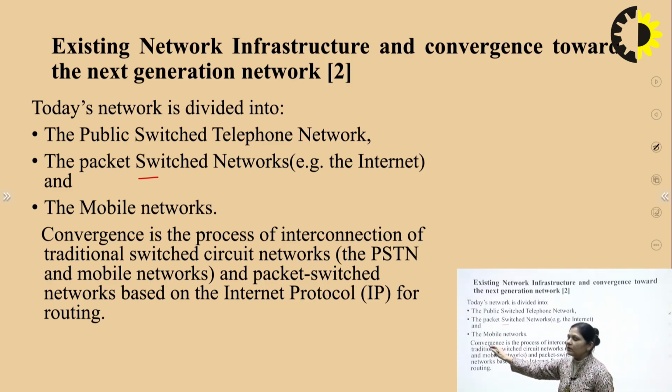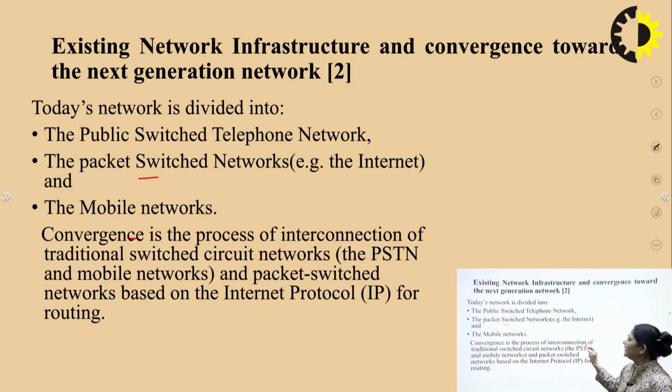Now, what is convergence? Convergence is the process of interconnection of traditional circuit switched networks, PSTN, and mobile networks and packet switched networks based on internet protocol. In the last slide also, we had discussed that there are different domains, PSTN, packet switched and mobile. These are different domains. So, we need the convergence of all these things, and that will be called next generation networks.